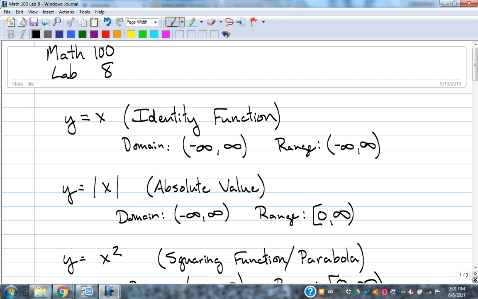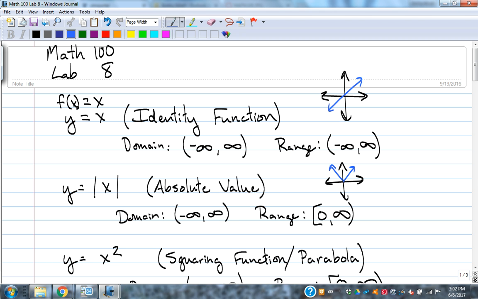The identity function, y equals x, or maybe they have f of x equals x. It's a straight line, coordinate plane, and it goes straight to the origin up and to the right. Domain of negative infinity to positive infinity. Range is the same. The absolute value graph is, remember, all absolute value graphs make a V shape, whether they open up, down, or shifted around.